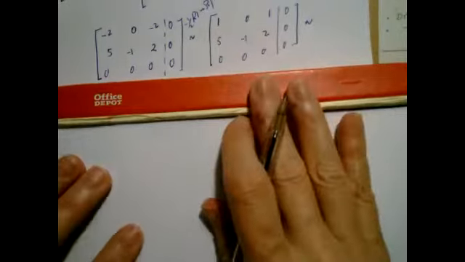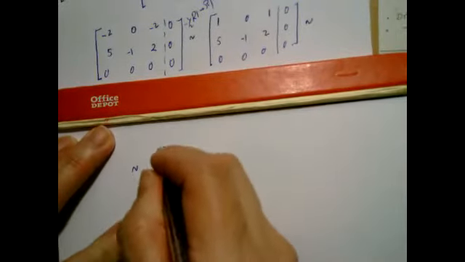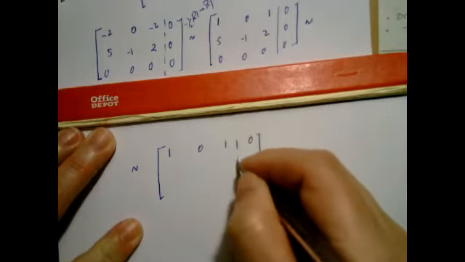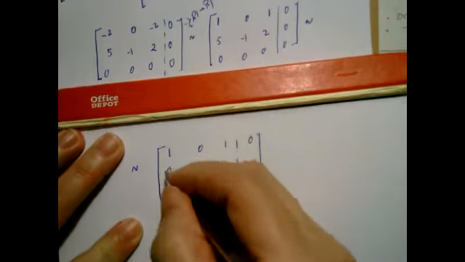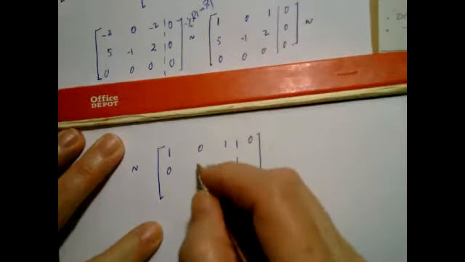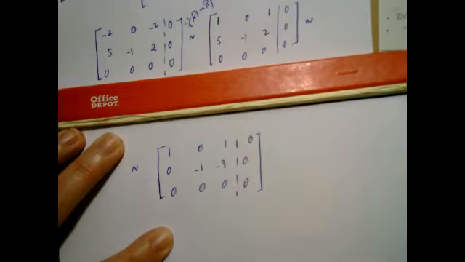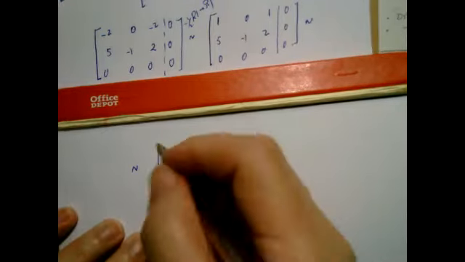Keep it in front of me. So this is going to give me the following: 1, 0, 1, 0. Minus 5 plus 5, it's a 0. And minus 5, that's a minus 1. Minus 5 plus 2, that's a minus 3, 0, 0, 0. Okay. And now we just solve.